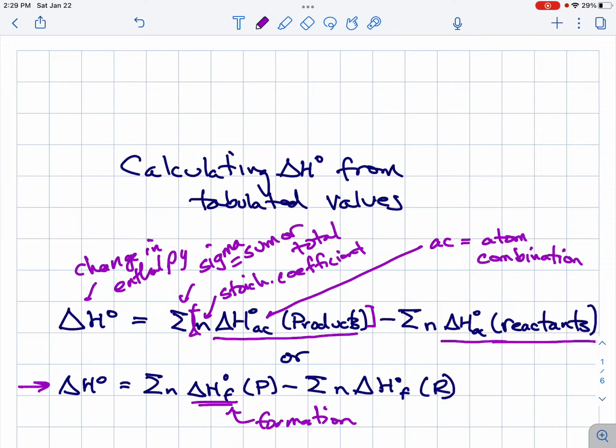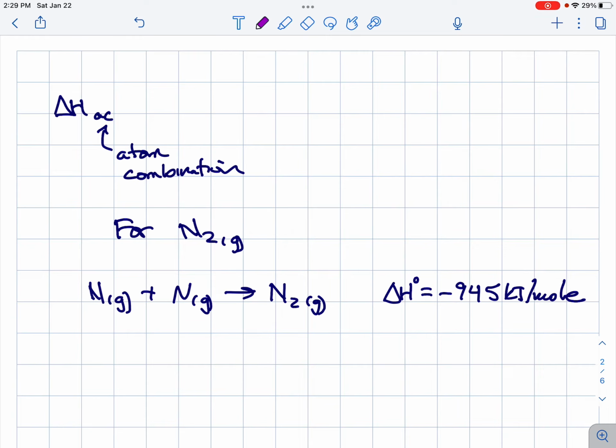So you use whatever you have available to you, but the reason I like the DeltaHac values is that they actually correspond to something real. For example, I've got here N2: you take a nitrogen atom in the gas phase, another nitrogen atom in the gas phase, and you combine them. In other words, you combine the atoms, get it? AC, atom combination. You combine those together and you get the molecule N2. And you can measure the DeltaH for this reaction. The DeltaH for this reaction is negative 945.